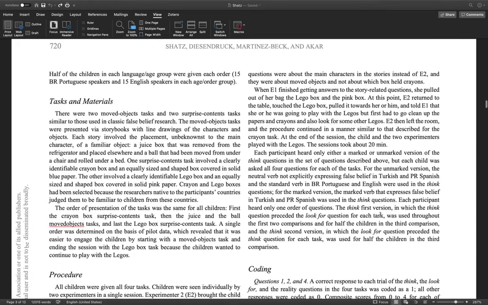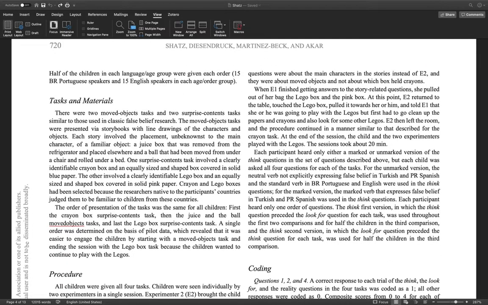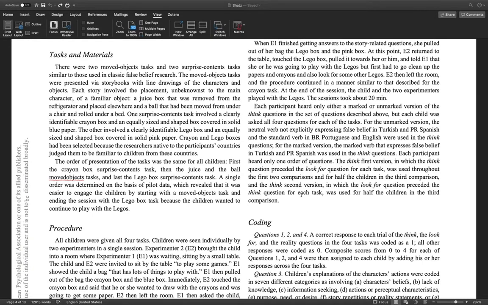Now the task and materials. Thank God we are here. Let's see what they did. Oh, this is so frustrating. There were 2 moved object tasks and 2 surprise contents tasks, similar to those used in classic false belief research. Great. We've never read any of that. Please tell us what this is. The moved object tasks were presented via storybooks with line drawings of the characters and objects. Fine. I don't mind. Use books.